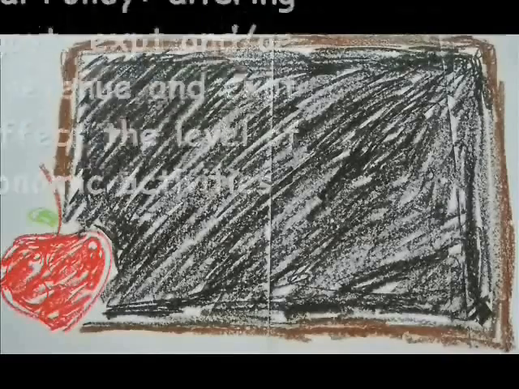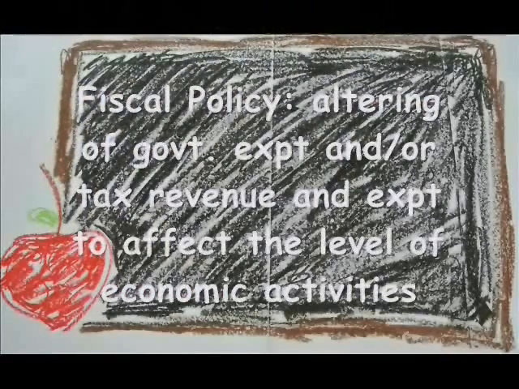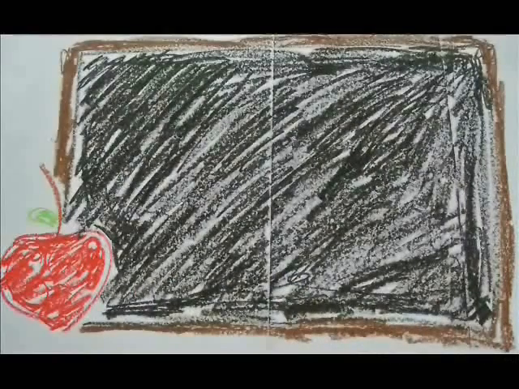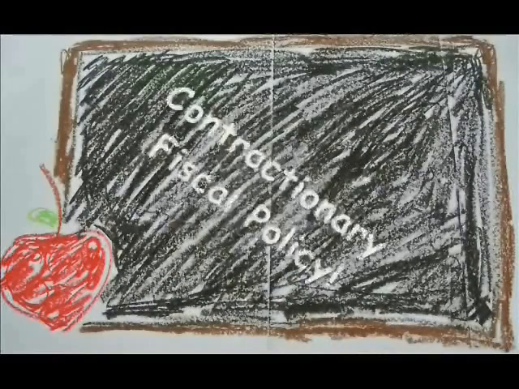Firstly, fiscal policy. It involves the altering of government expenditure and/or tax revenue to affect the level of economic activities in the economy. In this case, to reduce inflation, we use contractionary fiscal policy.